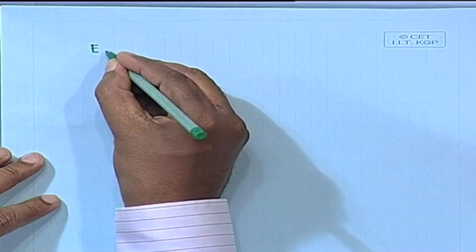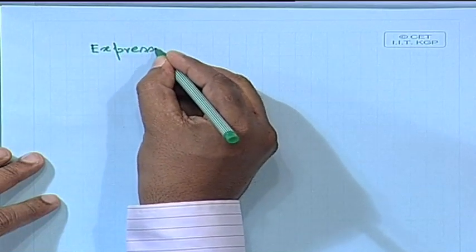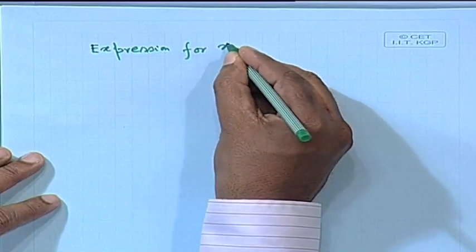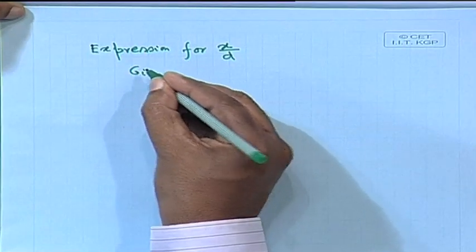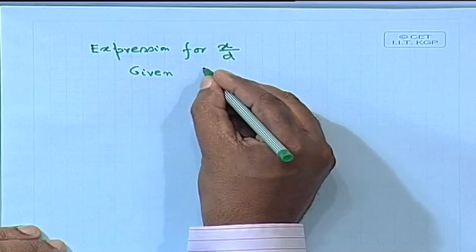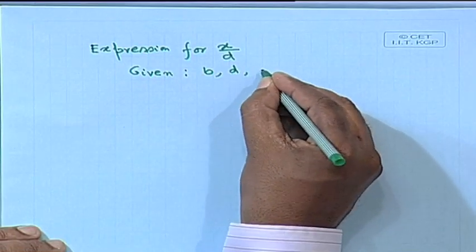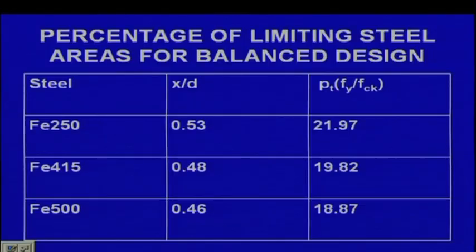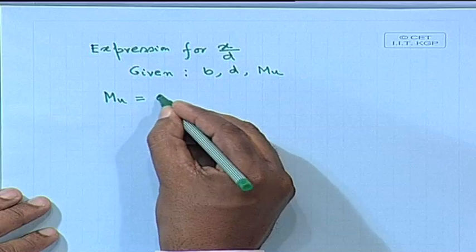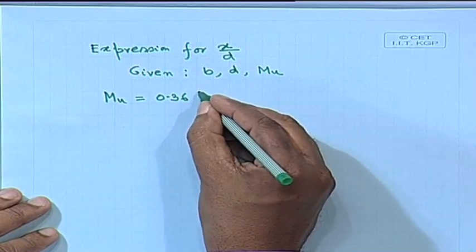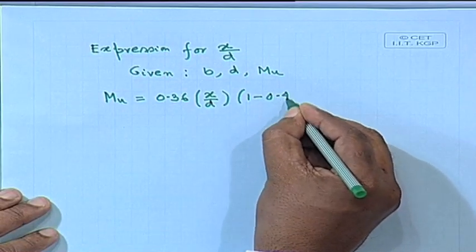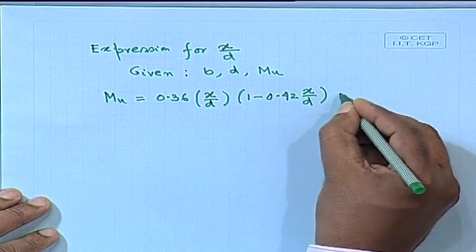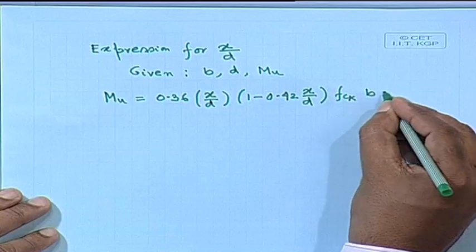We shall further go to the expression for x by d, given b, d, Mu. As we know, Mu equal to 0.36 x by d multiplied by 1 minus 0.42 x by d times fck b d square.